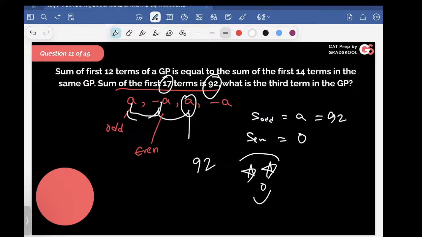This question doesn't involve anything highly mathematical. It's purely a logical question.